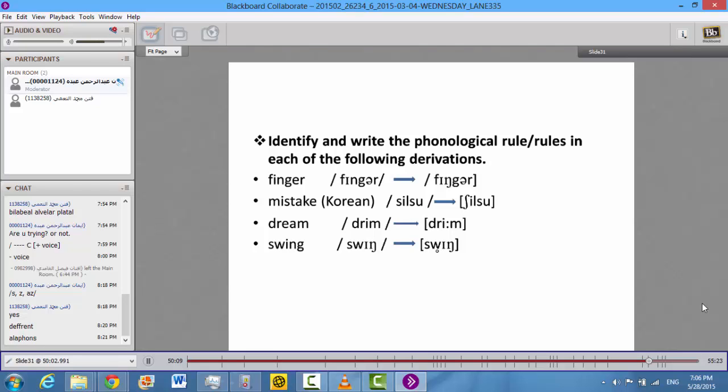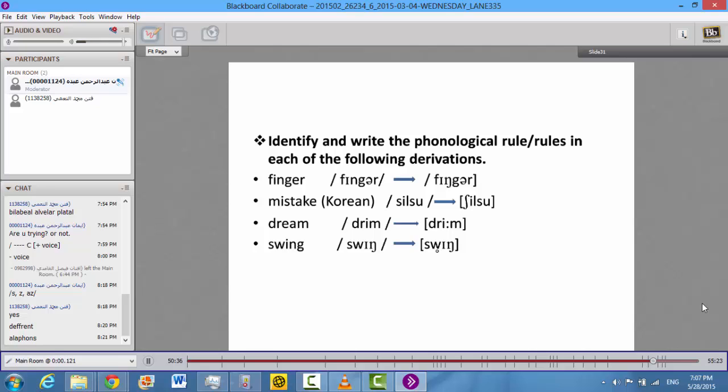Here, an exercise: identify and write a phonological rule or rules. For example, here we have finger, the change from finger to finger, we have an n becoming ŋ. What type of process? You have to write also a rule. So try to write rules like the one I taught you, using the slants and the arrows and the square brackets and so on.